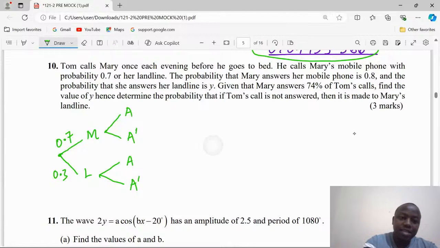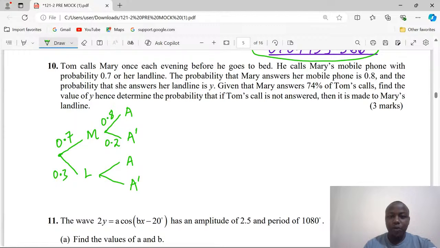So if answering the mobile phone is 0.8, then not answering the mobile phone is exactly 0.2. I must mention at this point that answering the mobile phone call and not answering the mobile phone call are what we call mutually exclusive events. Their probabilities must add up to 1. So if one probability is provided, then the other should be concluded automatically.